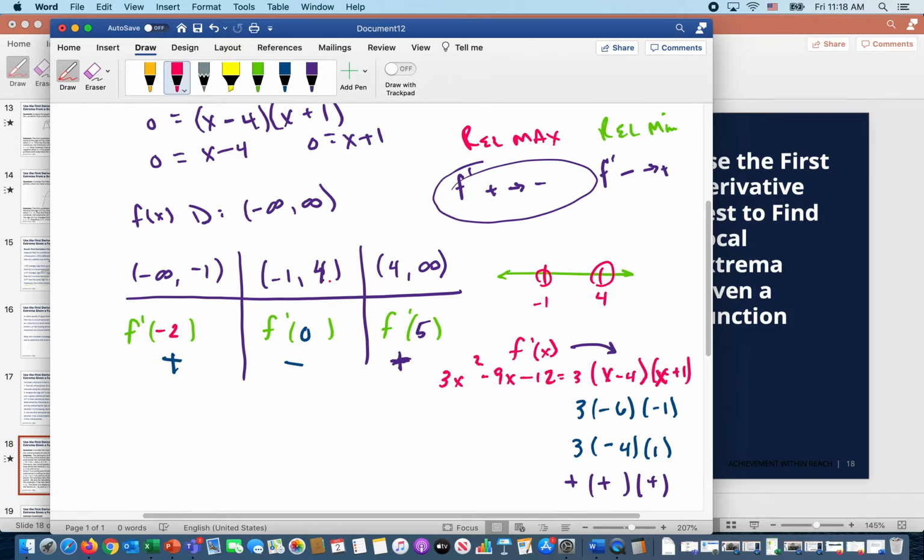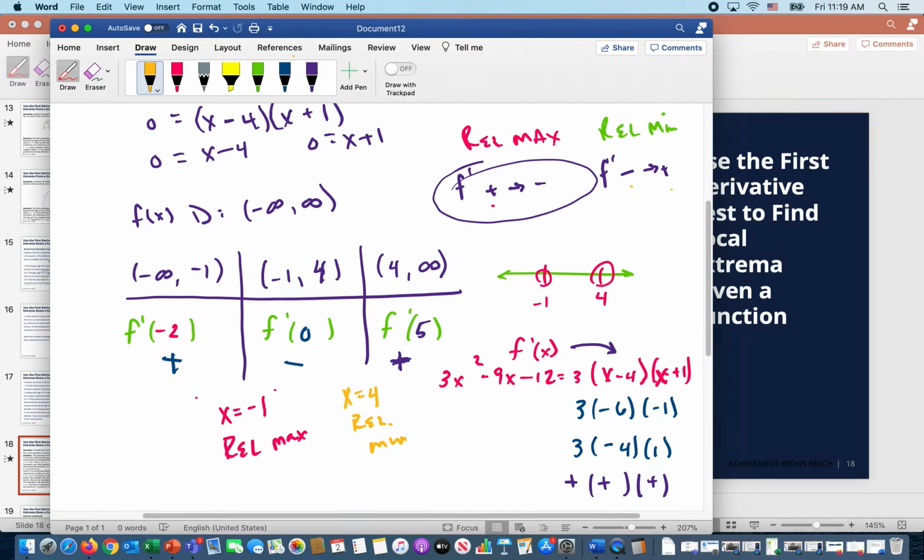Now for the first derivative test. My sign was positive, now it's negative. I know that if I have a change from positive to negative, there is a relative max at x equal negative 1. And likewise, I know that if I have a change from negative to positive, then when x equals 4, we have a relative min.